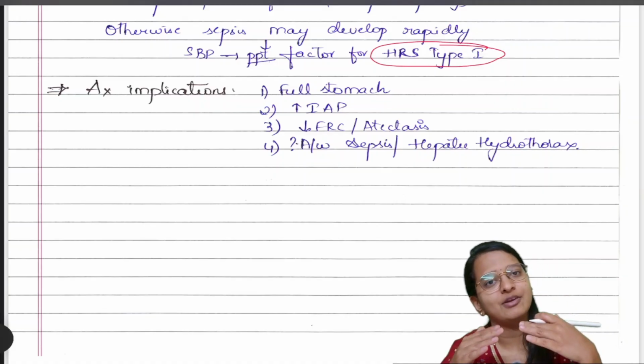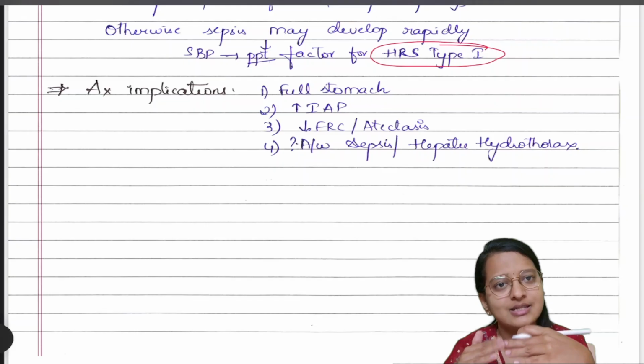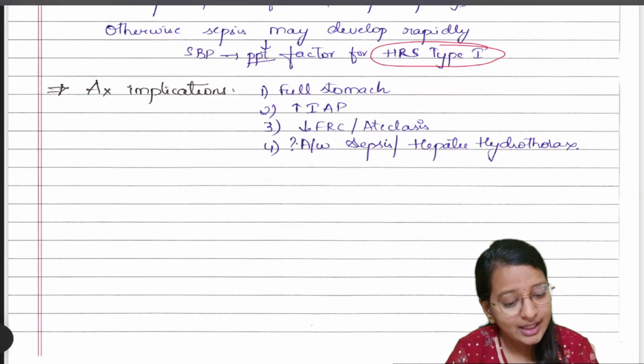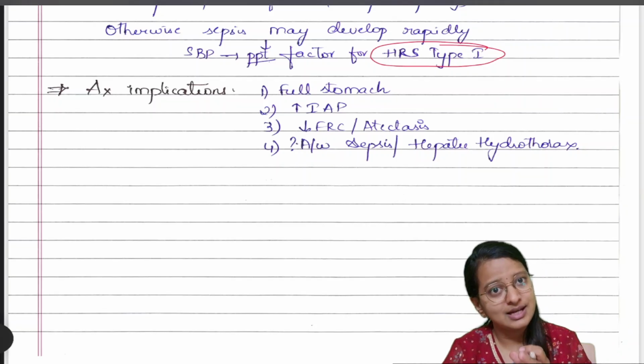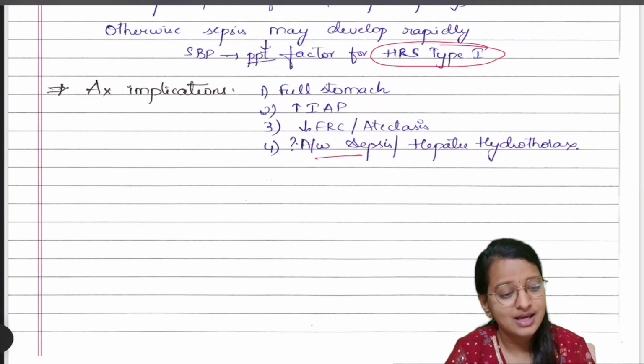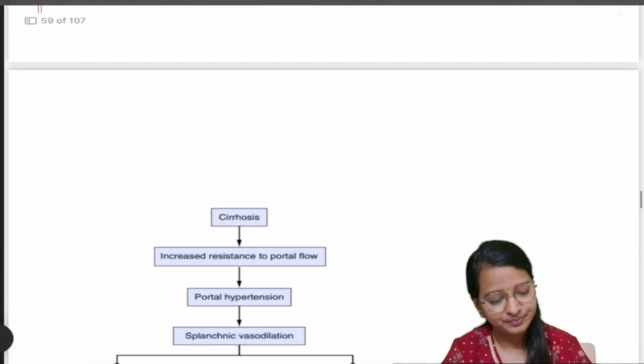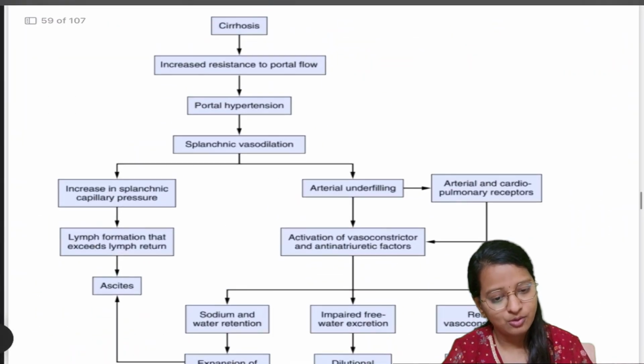Again the same thing, the diaphragm is pushed upwards, FRC decreases, there is atelectasis, there may be rapid desaturation. And due to this ascites, there will be associated sepsis and hepatic hydrothorax. So those complications will also get added on. So this is on a whole.